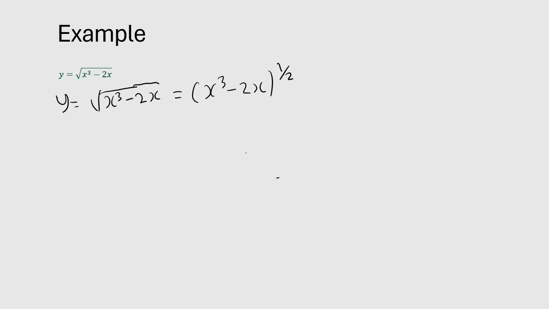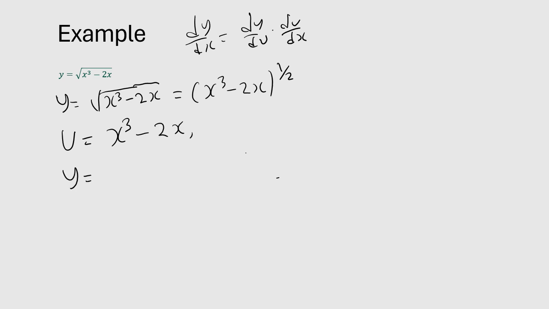So if we make it like this, then using our formula, we remember that dy over dx is equal to dy over du times du over dx. So we have to identify our u first. We say u is whatever we have in the inner part of the function. So u, the inner function, is x cubed minus 2x.